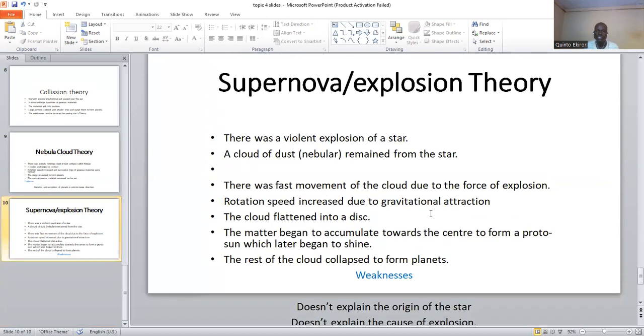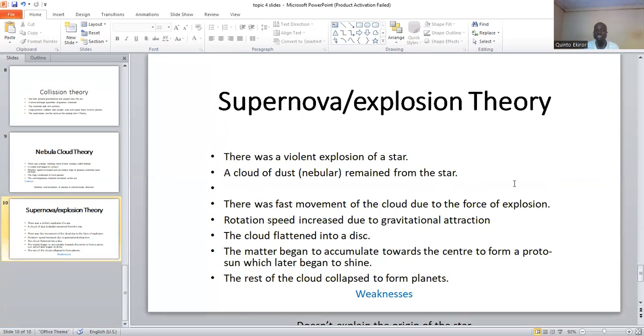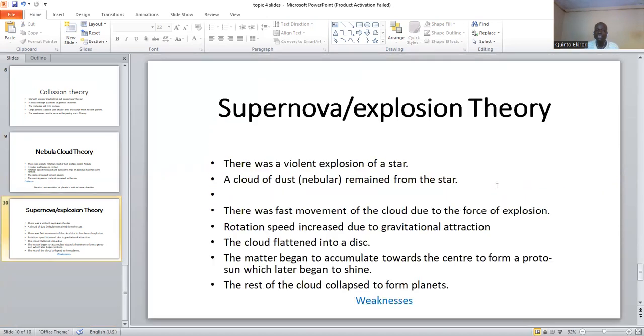The fourth theory is supernova or explosion theory. This starts with a violent explosion of a star. A cloud of dust or nebula remained from the star. There was fast movement of the cloud due to the force of explosion. Rotation speed increased due to gravitational attraction.